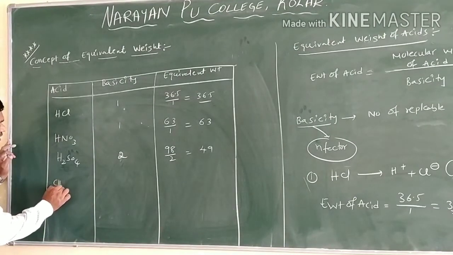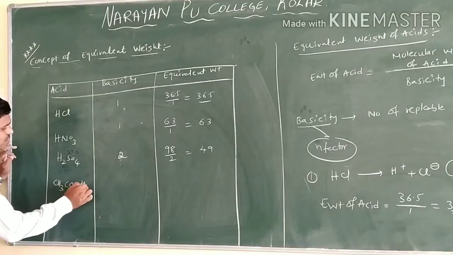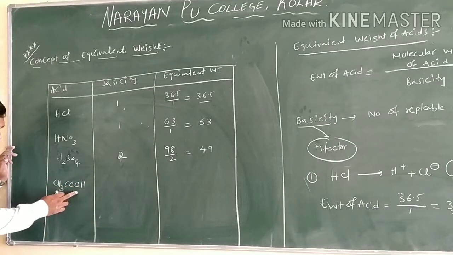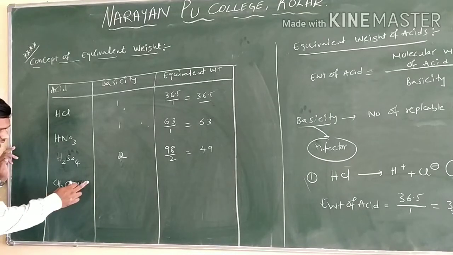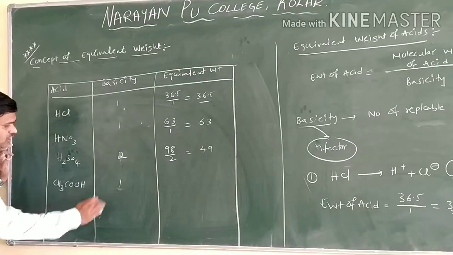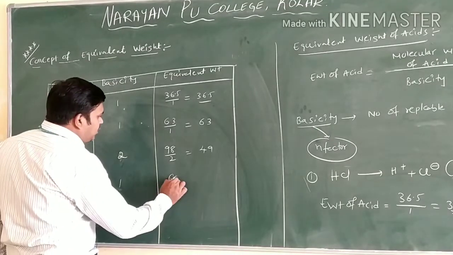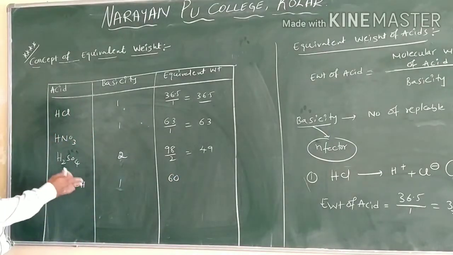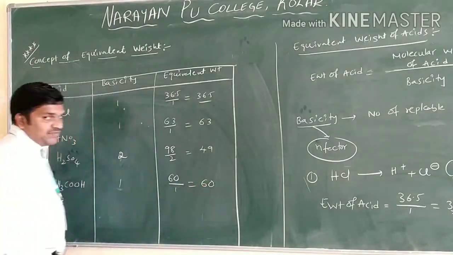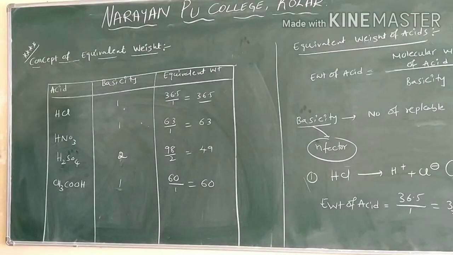If you take acetic acid, CH3COOH, it dissociates into CH3COO minus and H plus. It gives only 1 H plus ion. So basicity is 1 only. If you find the gram molecular weight of acetic acid, you will get 60. So 60 by 1, that is 60. Clear?